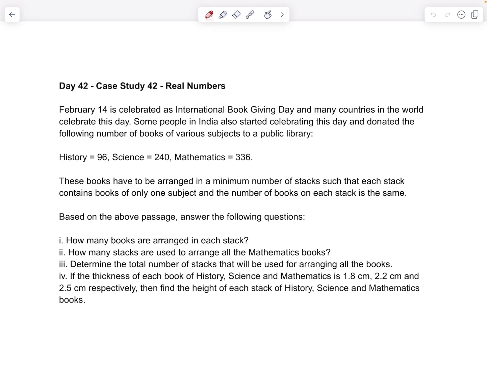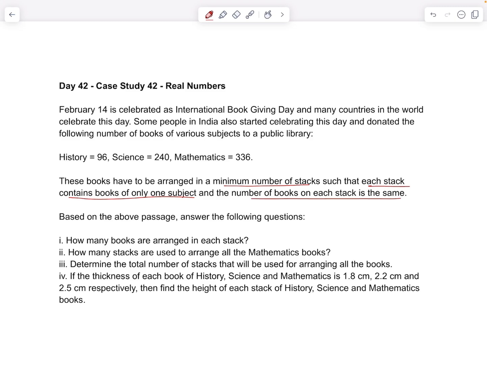These books have to be arranged in a minimum number of stacks such that each stack contains books of only one subject and the number of books on each stack is the same. Based on the above passage, answer the following questions.